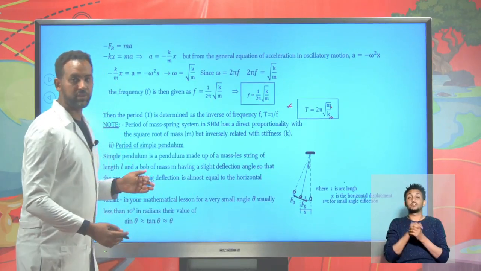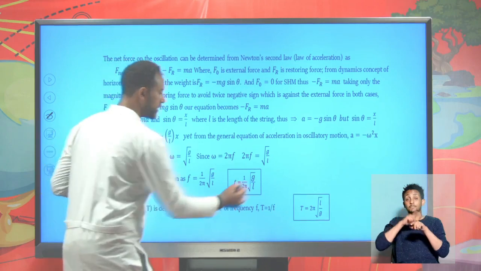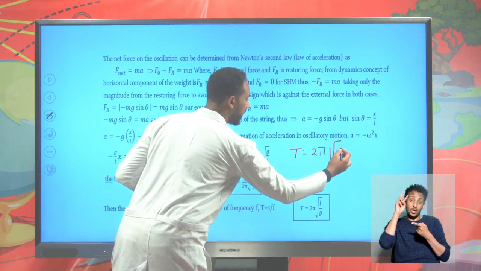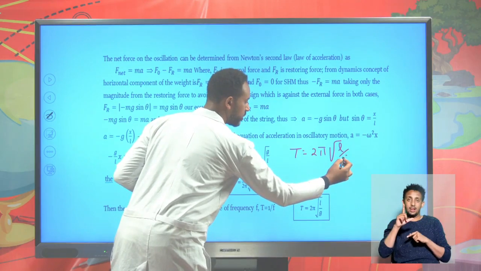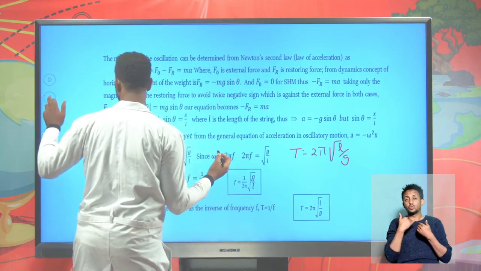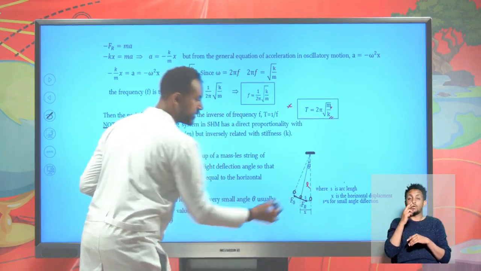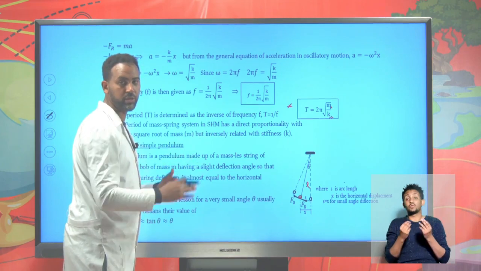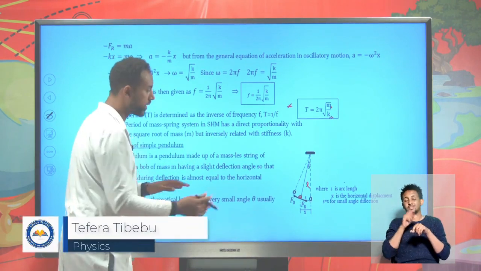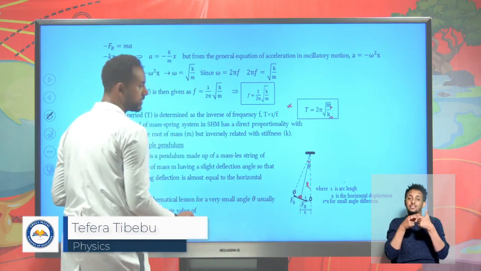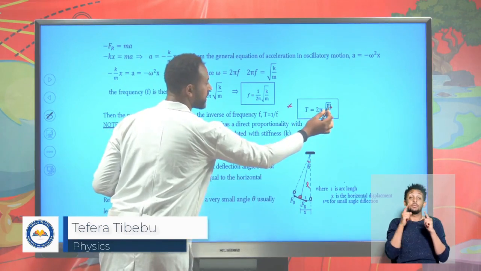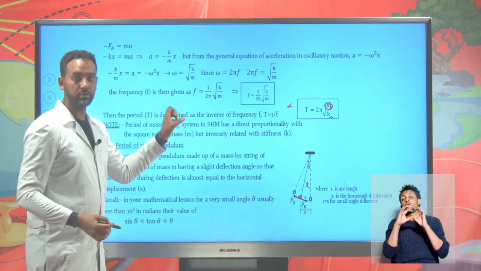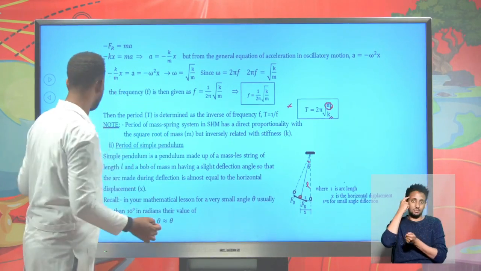And for a simple pendulum, the period T is 2 pi square root of L over g, where L is the length of the thread. So here you have a pendulum of length L. It is independent of the mass of the bob. If the mass of the bob is increased or decreased, the period is not affected for a given angle theta. Keep that in mind. But for the mass spring system, the period depends on the mass of the object attached to the spring. Keep that in mind.